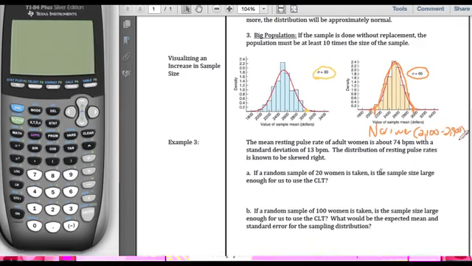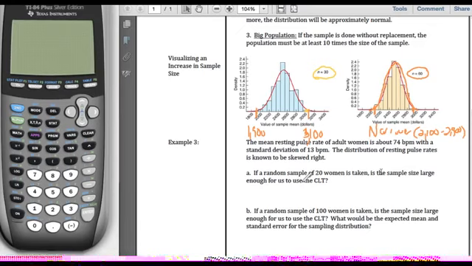The one on the left appears to go from about 1900 up to 3100. So there's a larger range of sample means in here than in here. We're focusing in on the population mean more with a larger sample size.